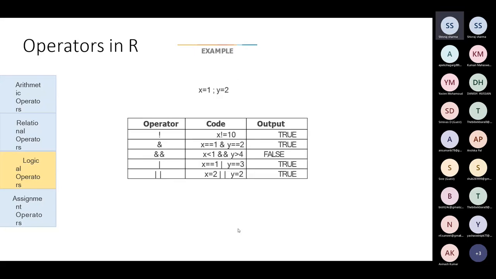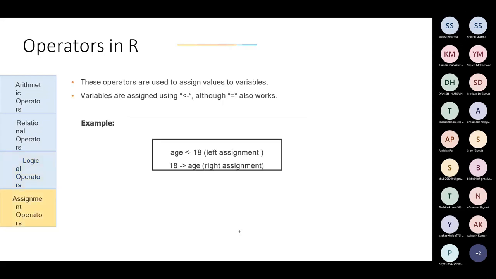Here is the example of the logical operators. These are very important. Just remember that logical operators play a very important role in our programming. Next, we have assignment operators.